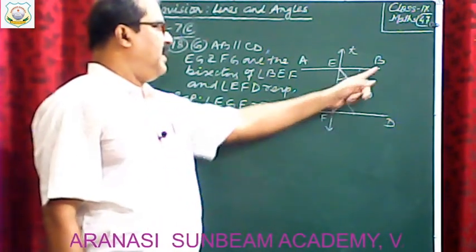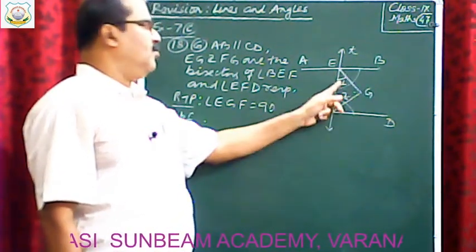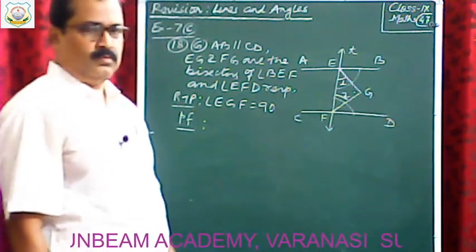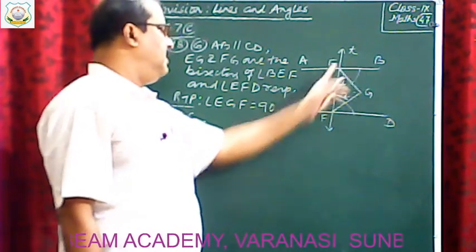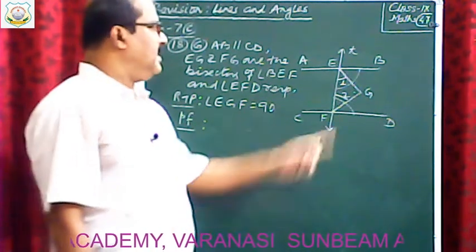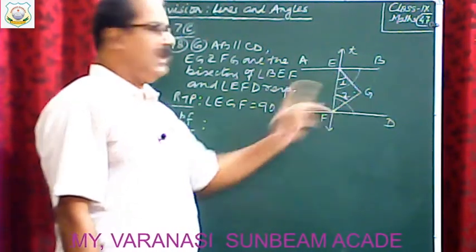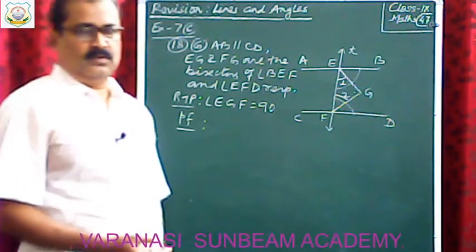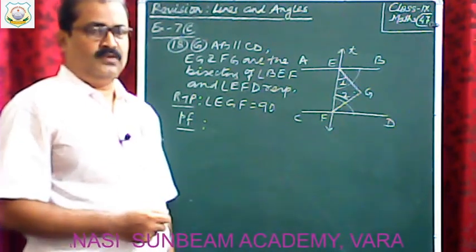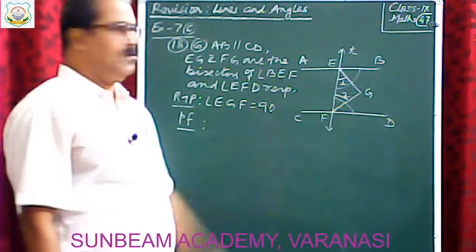EG is the bisector of angle BEF. Then angle BEF equals double of angle 1. Similarly, angle EFD equals double of angle 2. We have angle BEF plus angle EFD equals 180 degree, co-interior angles. In place of angle BEF, write 2 angle 1. In place of angle EFD, write 2 angle 2. You get 2 angle 1 plus 2 angle 2 equals 180 degree. Thereafter, taking common and reducing, we get angle 1 plus angle 2 equals 180 by 2, means 90 degree.